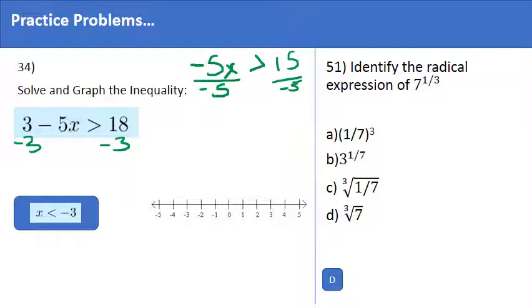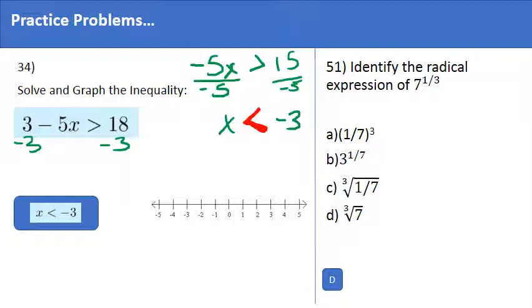Now, remember that important rule? Anytime you multiply or divide by a negative, that sign flips. I'm going to say it one more time. Anytime you multiply or divide by a negative, the sign flips. Okay, I think I've said it enough times that maybe it'll stick.